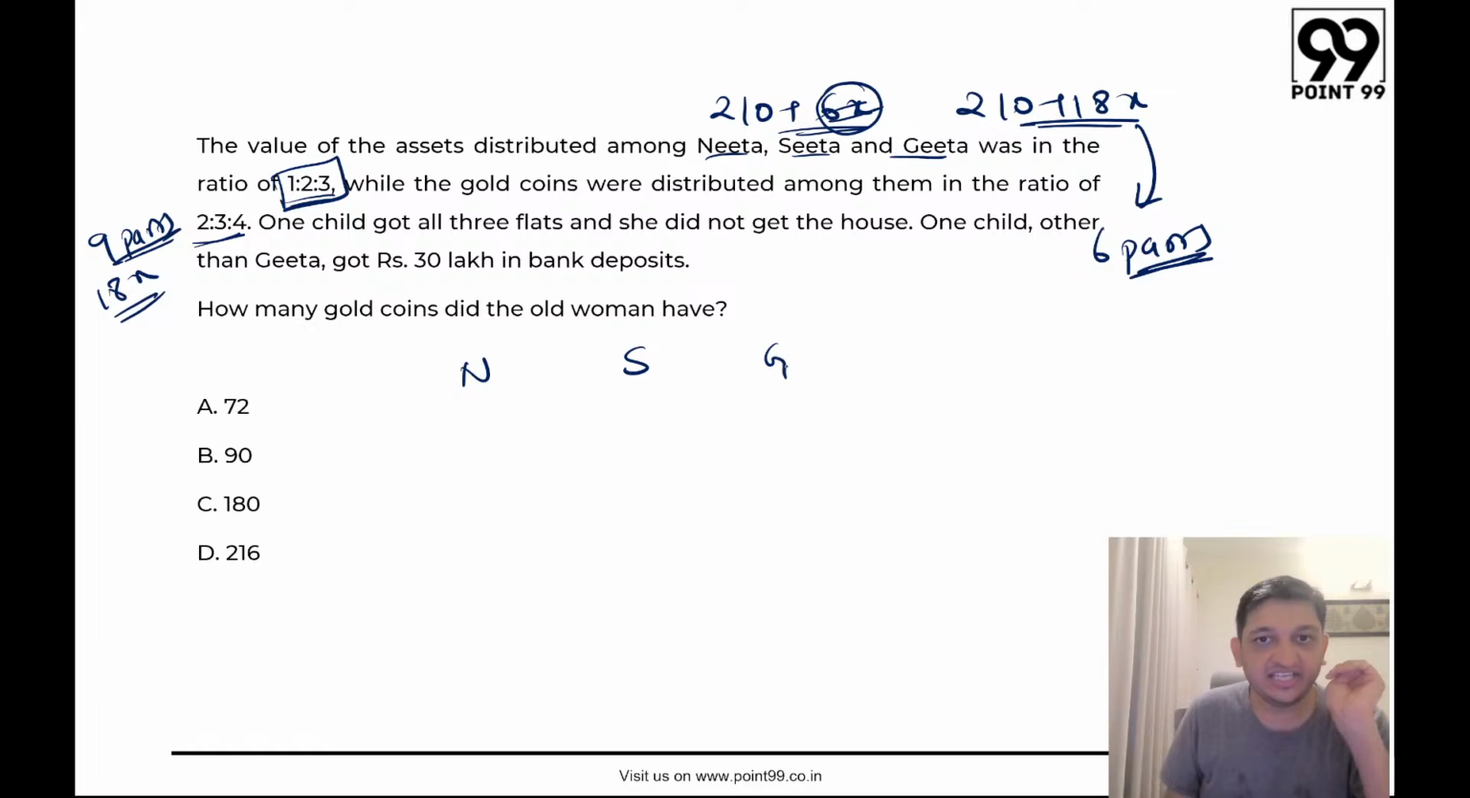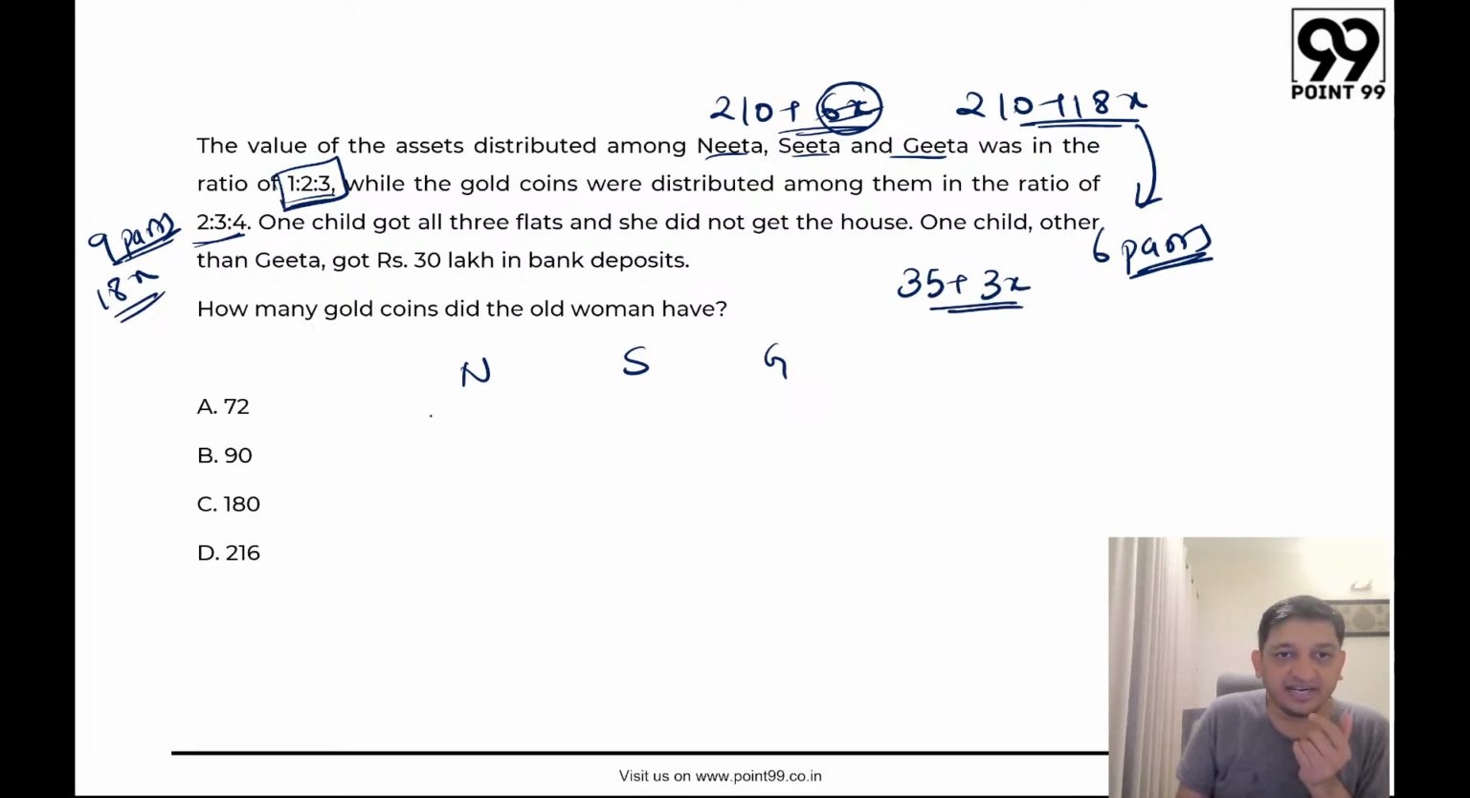So let's say NSG is here. We are saying that 6 parts में इसको divide किया गया है. And 1 part goes to Neeta, 2 parts go to Sita and 3 go to Geeta. तो Neeta अगर मिल जाएगा तो बाकी सब अपने को into 2 into 3 करके मिल जाएंगे. 210 by 6 is 35, and 18x by 6 is 3x. Right, so Neeta would have got 35 plus 3x. This is the entire inheritance.